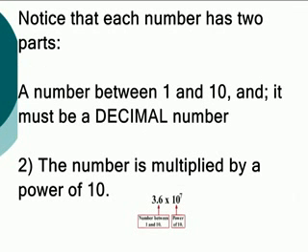Let's review that all scientific notation numbers will need to have a whole number, a decimal point, and another number. You can have as many numbers as you want to the right of the decimal, but only one number in front of the decimal. And it will also have times 10 to a power.